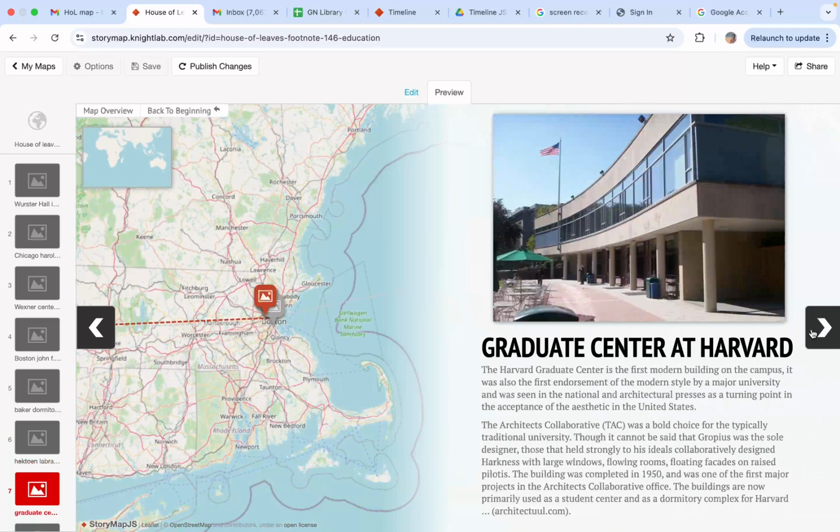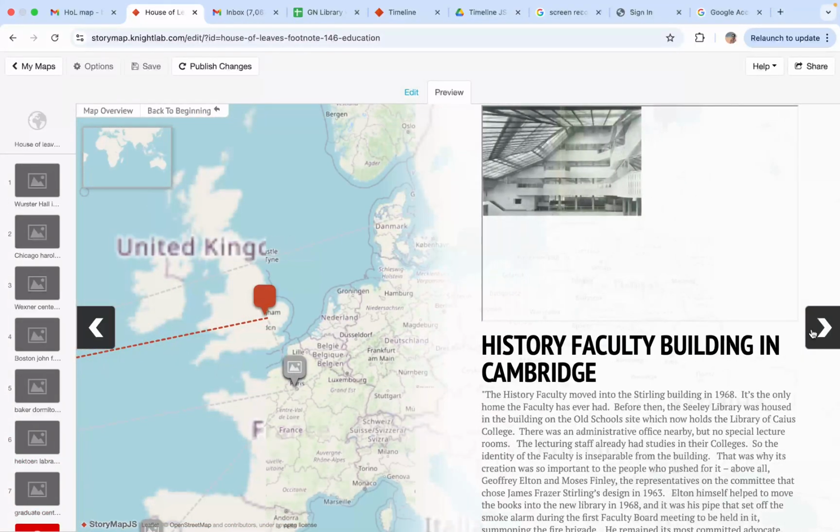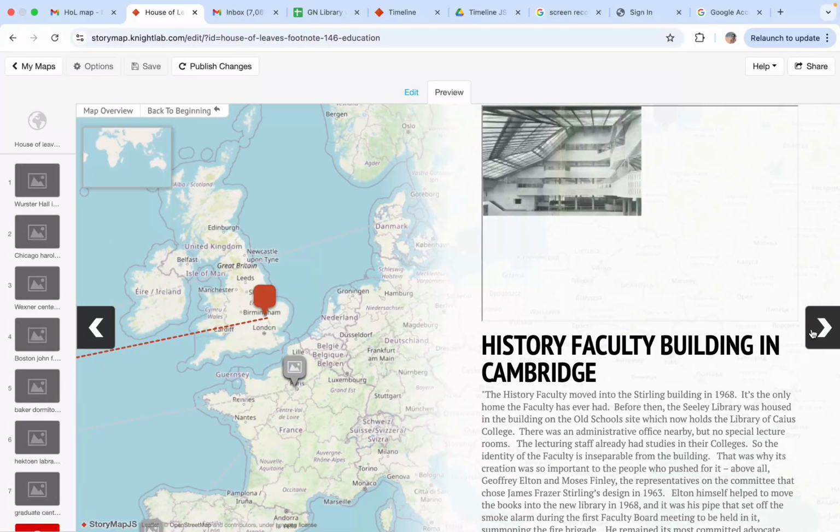So here we are back in Boston at the Graduate Center at Harvard, a series of now dorms for Harvard graduate students. Then we move over to Cambridge, the History Faculty Building. So that picture didn't come out as big as I'd hoped. So moving on.